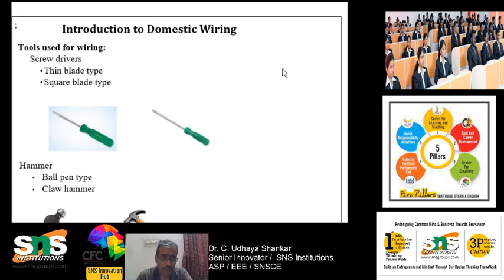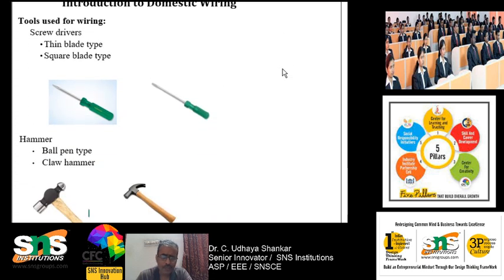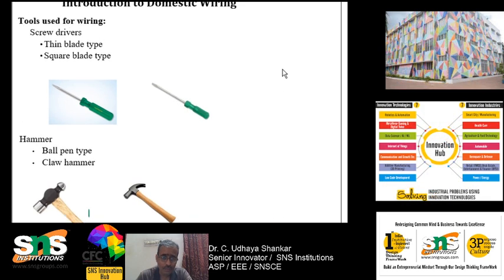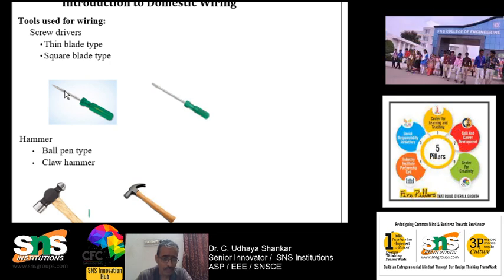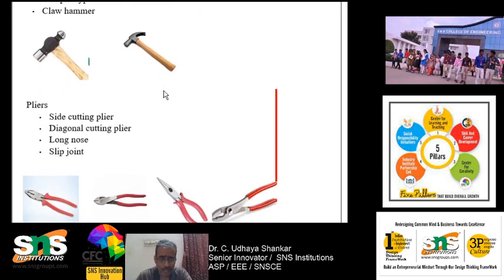So what are the different tools that are used? We are all aware of this, but since it is in the syllabus, I have to cover it. There are two types of screwdrivers. One is called a thin blade, and the other is the square blade type. The square blade will have a star at the end, and it is also called a star blade. Then the hammer, which we will be using.